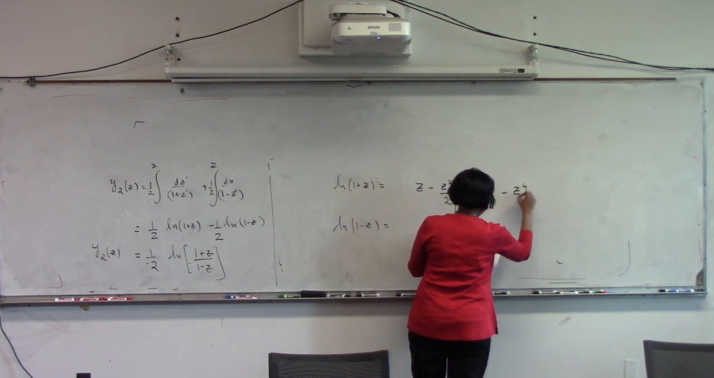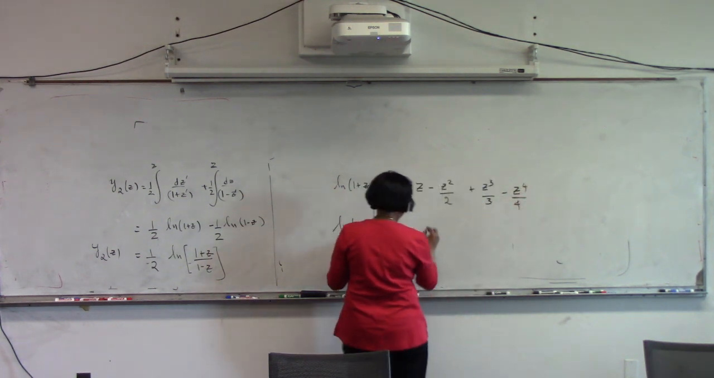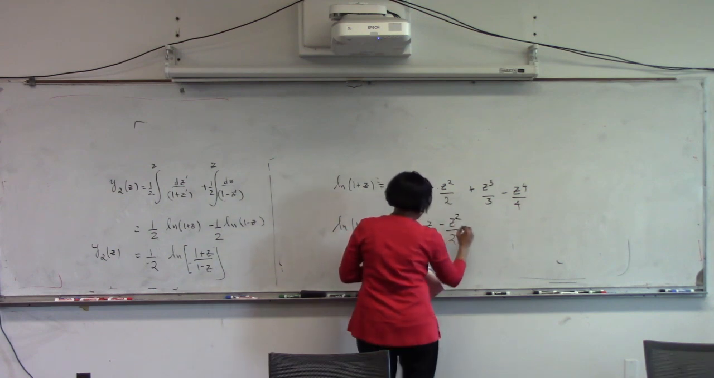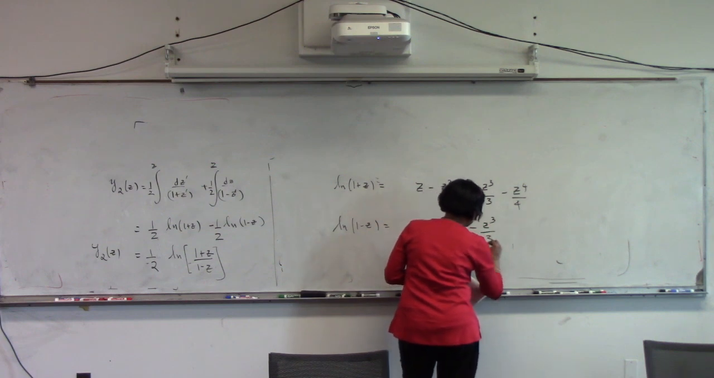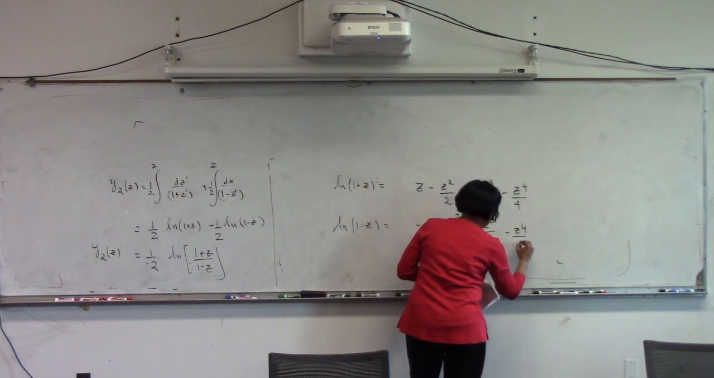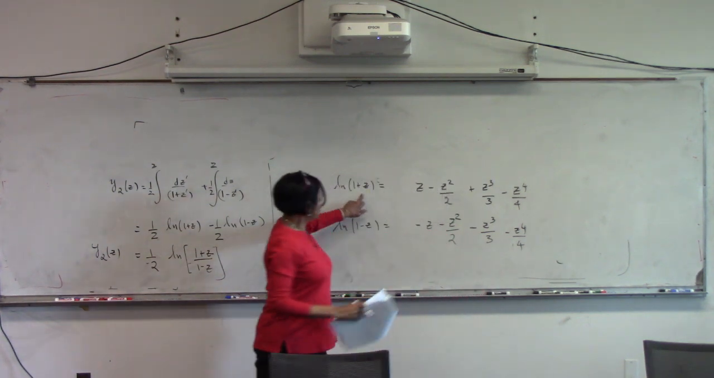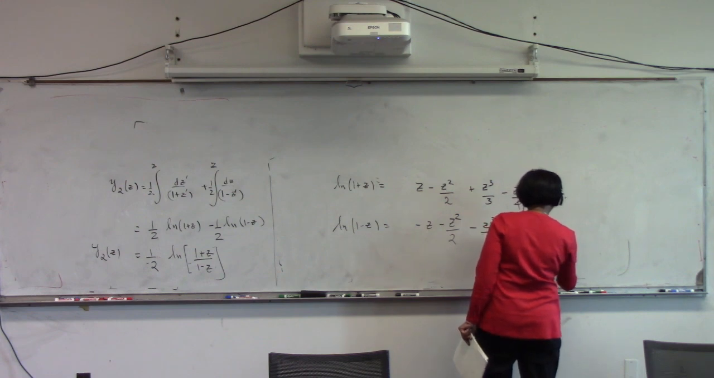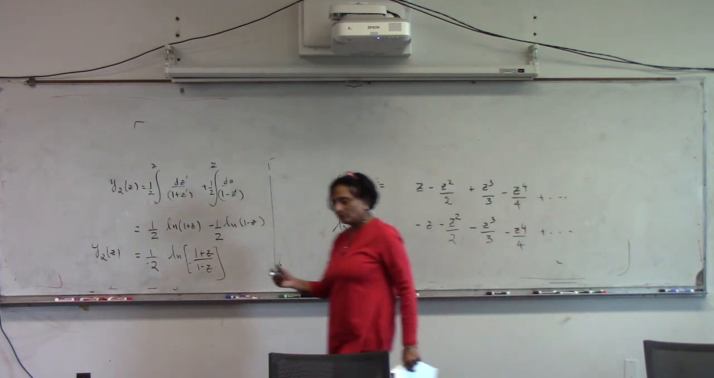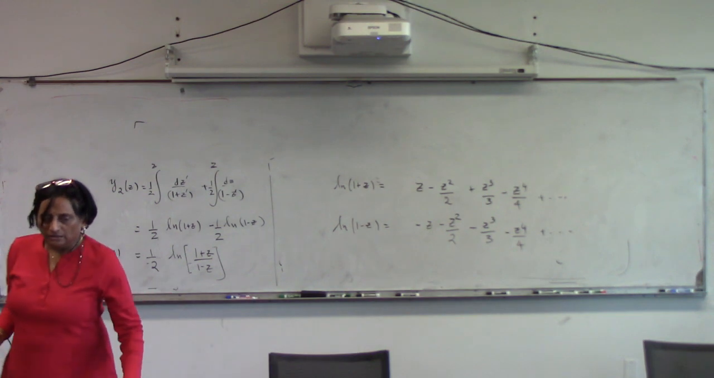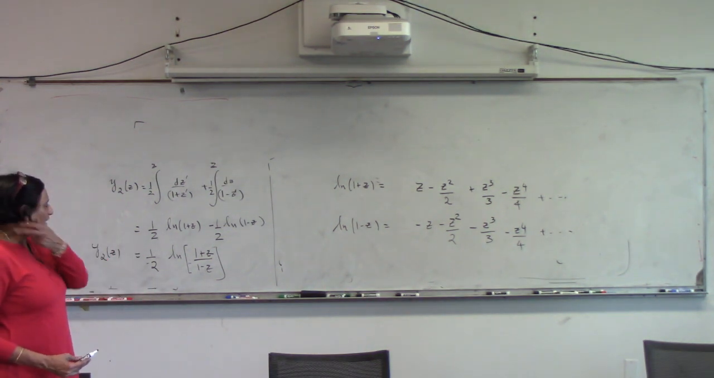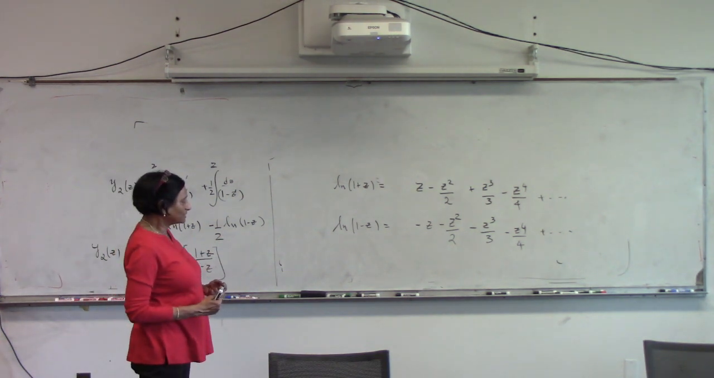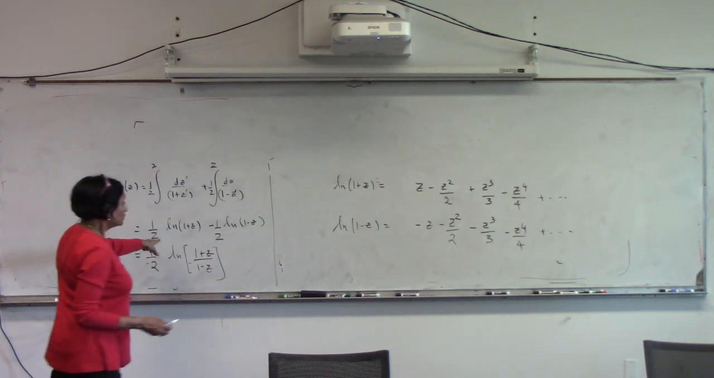So this alternates, and this one, all the terms are negative. It's not factorial, it is just the integer. So this function can be expanded into this infinite series. These you can find in some standard math book. These things will come again and again, so I would encourage you to remember some of these expansions.